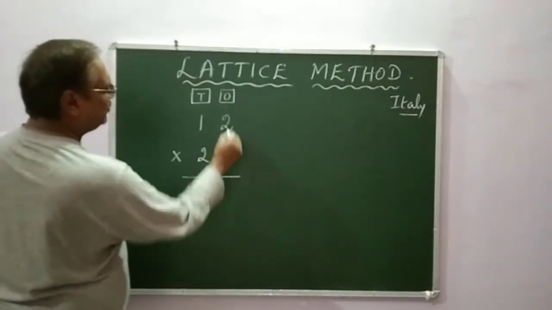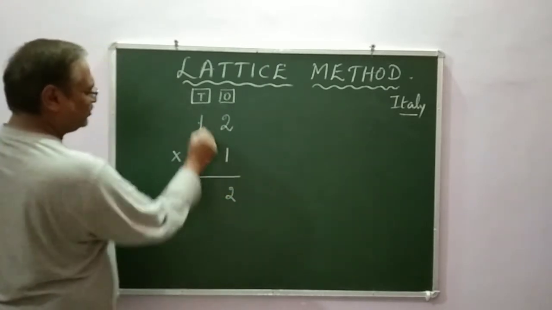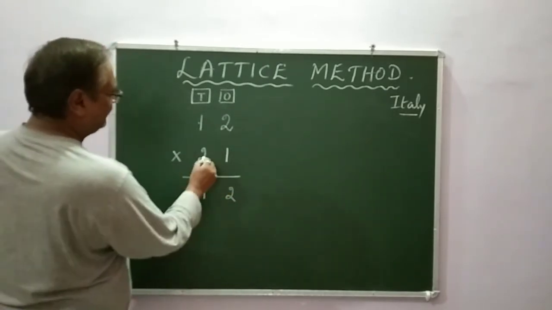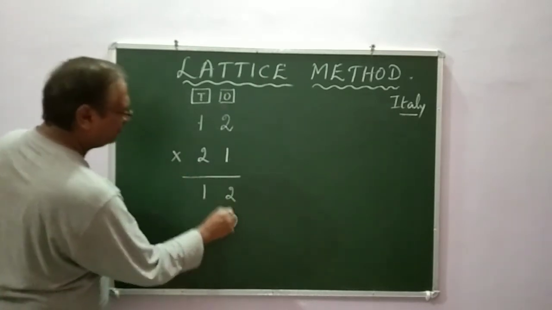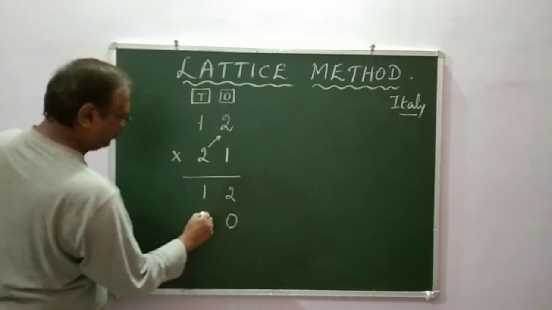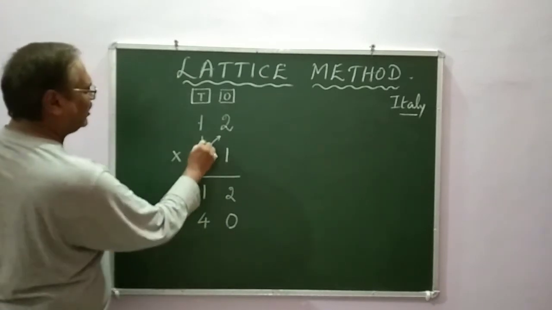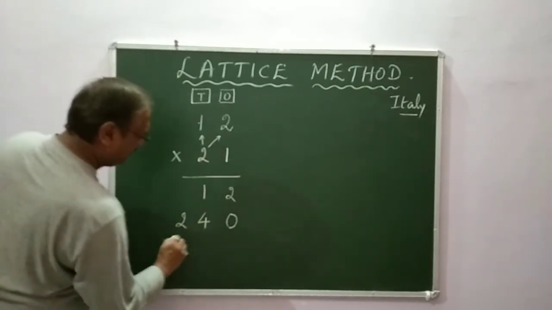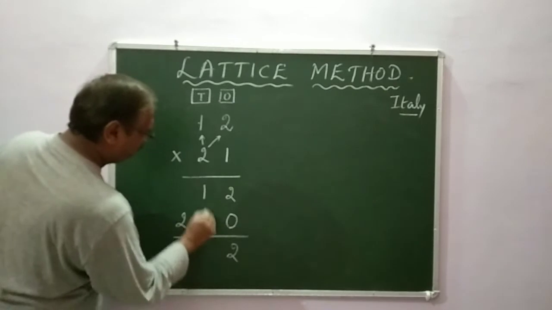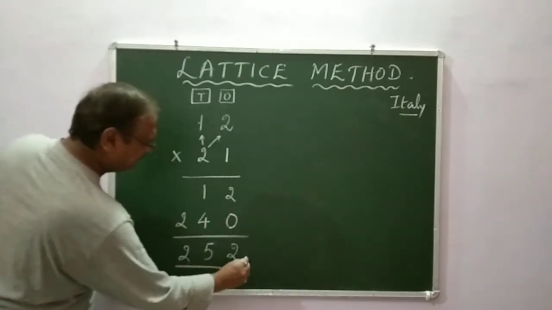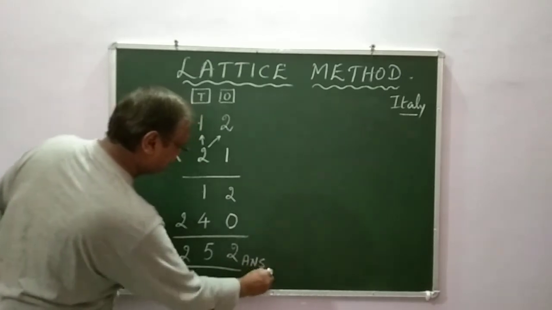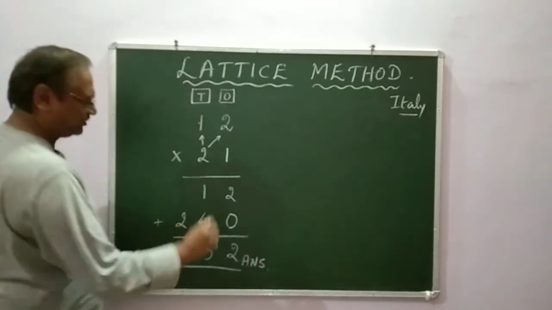Multiply. 2 ones are 2. 1 one is 1. But now I come to the tens column, so here you put a 0. 2 twos are 4, and 2 ones are 2. So the answer is 2, 4 plus 1 is 5. 2, 5, 2. This is the answer in our usual method.